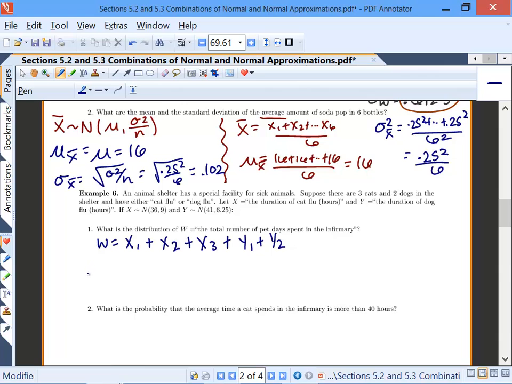And then if I'm looking for the new mean for W, what am I going to do? I'm going to just add up each of their individual means. So the mean for the first cat should be 36. The mean for the second cat should be 36. Third cat is 36. First dog, 41. Second dog, 41.